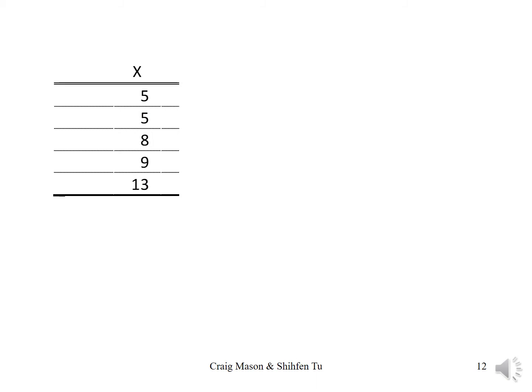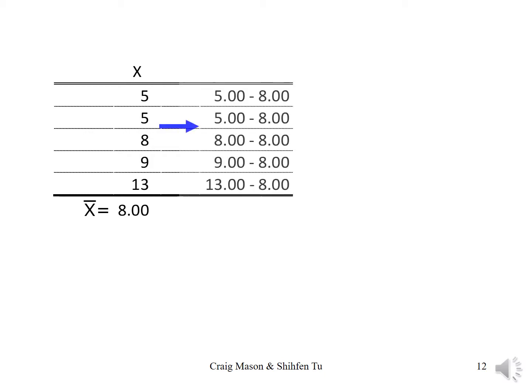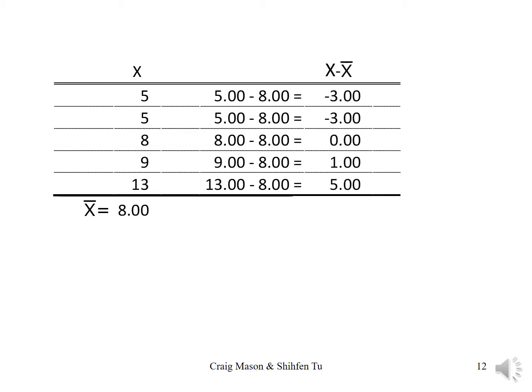This time we'll have 5 scores with values of 5, 5, 8, 9, and 13. Their mean is 8, and we subtract the mean from each score. So we have 5 minus 8, and 5 minus 8, and 8 minus 8, and 9 minus 8, and 13 minus 8, which gives us -3, -3, 0, 1, and 5 for our deviations from the mean.